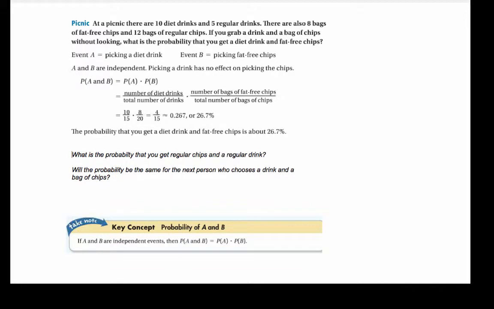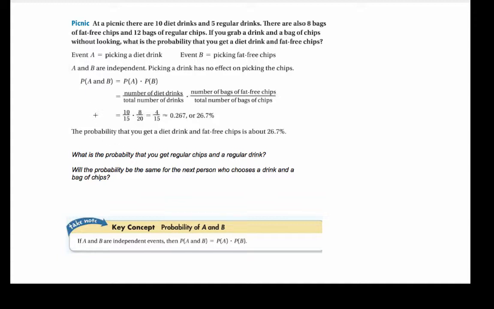All right, an example here of probability of multiple events. At a picnic, there are 10 diet drinks and 5 regular drinks. There are also 8 bags of fat-free chips and 12 bags of regular chips. If you grab a drink and a bag of chips without looking, what is the probability that you get a diet drink and fat-free chips? Event A is picking a diet drink, and event B is picking fat-free chips. A and B are independent events. Picking a drink has no effect on picking the chips.